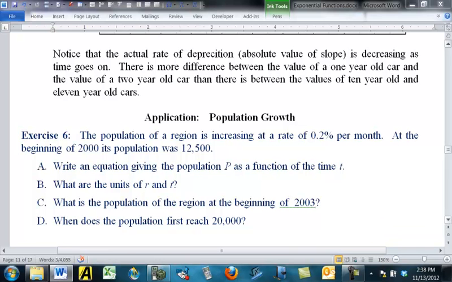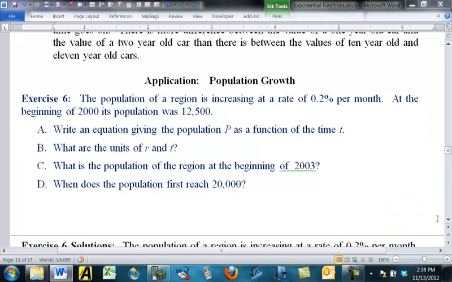Okay, so let's look at another application, population growth. So the population of a region is increasing at a rate of 0.2% per month. At the beginning of 2000, its population was 12,500. Write an equation giving the population as a function of time. What are the units of r and t? What's the population of the region at the beginning of 2003? And when does the population first reach 20,000? So see if you can work this one out. Press pause now.